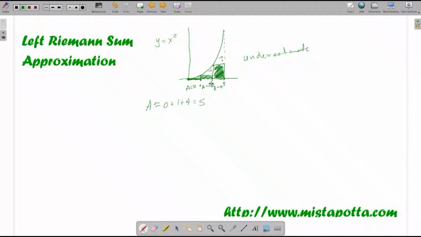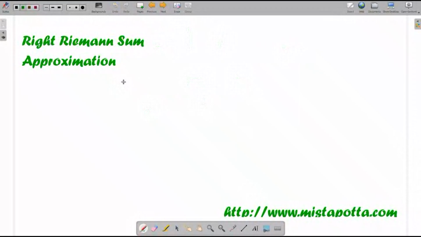Now I'm looking at this, and this is obviously an underestimate, because I'm certainly ignoring all of this area here. And so maybe a left Riemann sum is not the best Riemann sum to look at for this curve. Maybe I want to do my rectangles using a right Riemann sum.